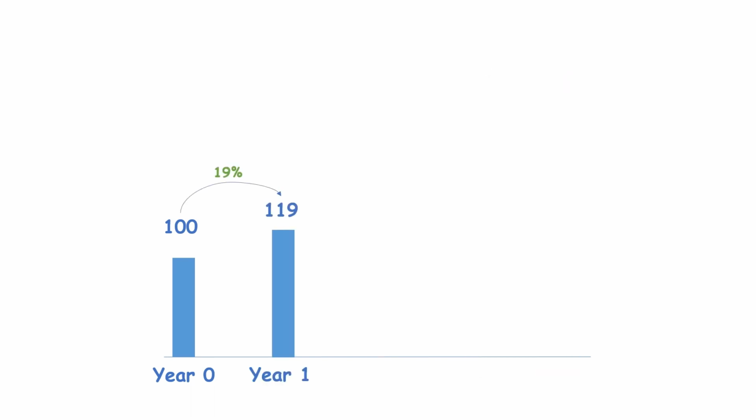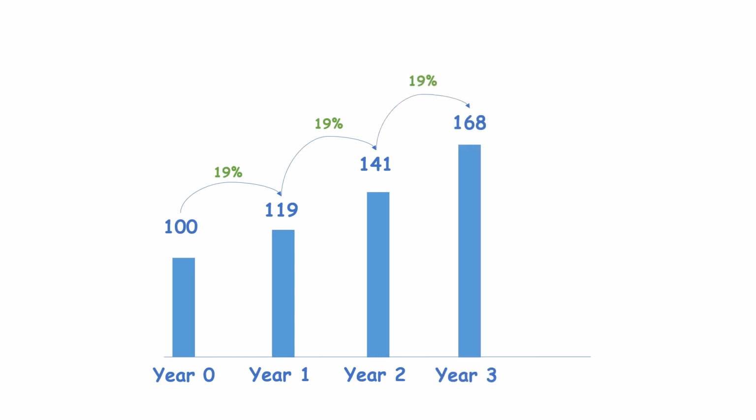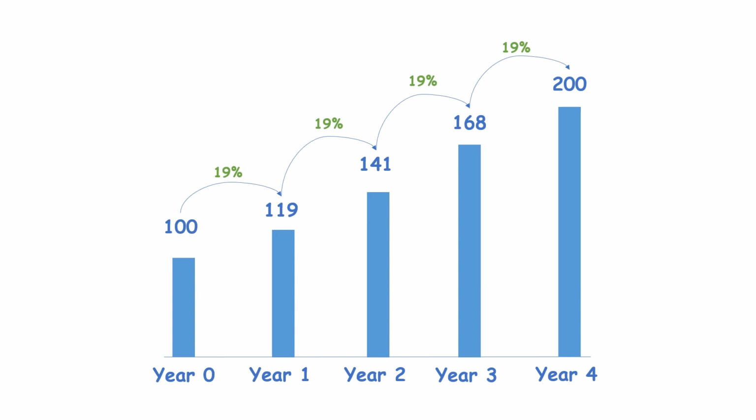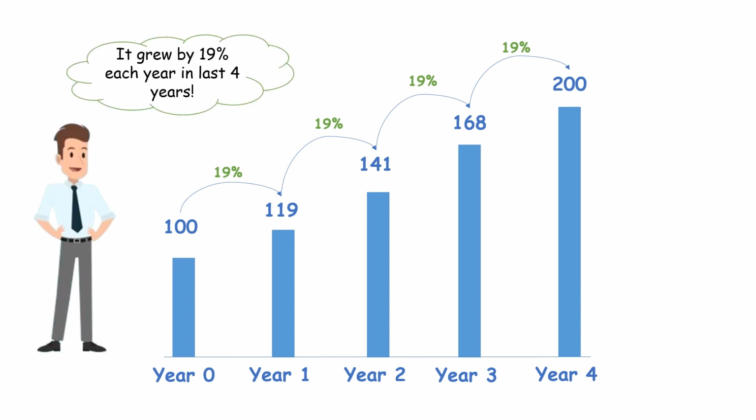So we will simply say that stock grew by 19% in first year, then another 19% in second year, then 19% in third year, and 19% in final year. This is the concept of CAGR. So you can simply tell your friend that it grew by 19% each year over last 4 years. It's easy to communicate this way.